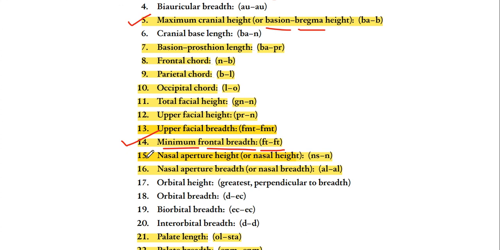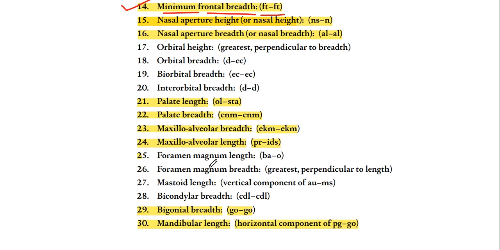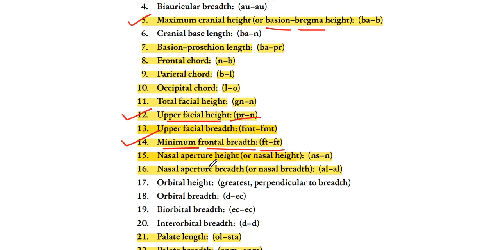Fine. Yeah, so I was correct. See, prosthion to nasion is identified as the upper facial height. So this is it. Now, as I was saying, there are differences with respect to relative height, morphological height, physiognomic height, total facial height, upper facial height; there are different readings to that. So the upper facial height is identified as nasion to prosthion, right? So we have covered minimum frontal breadth also.